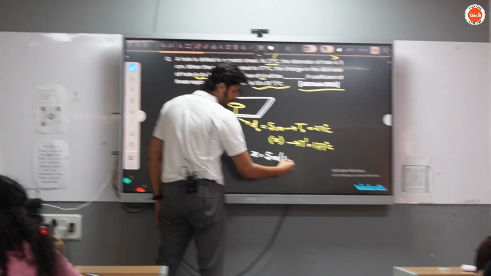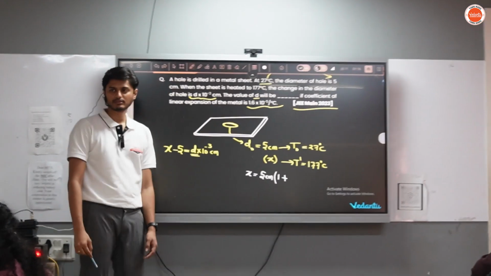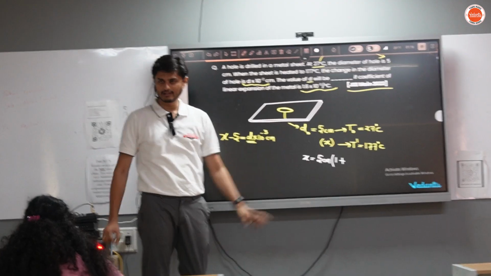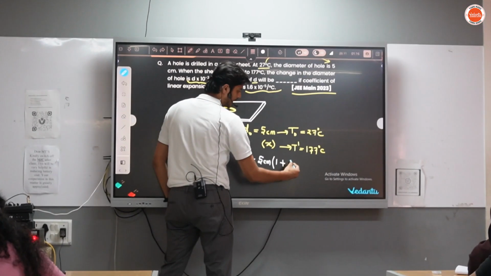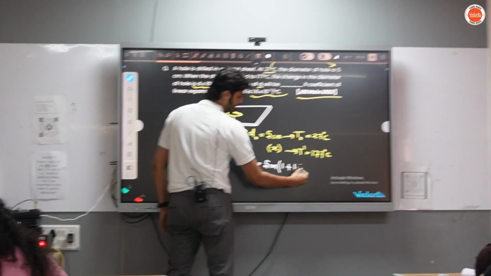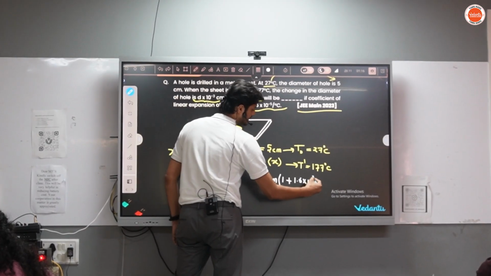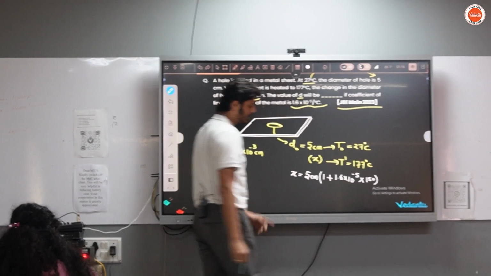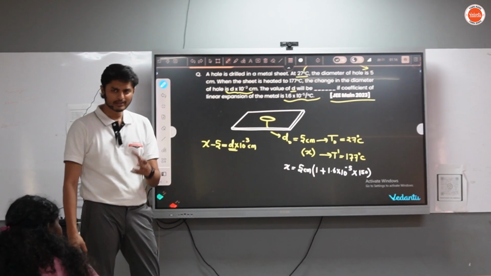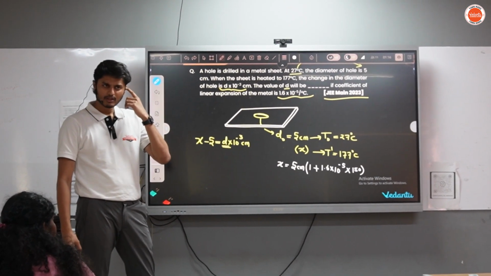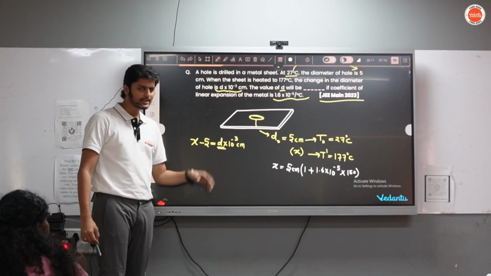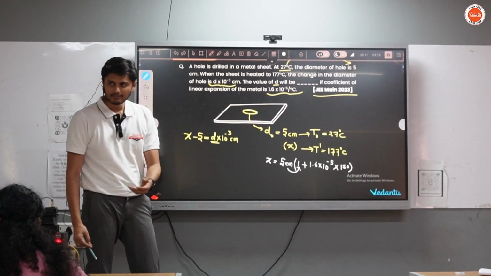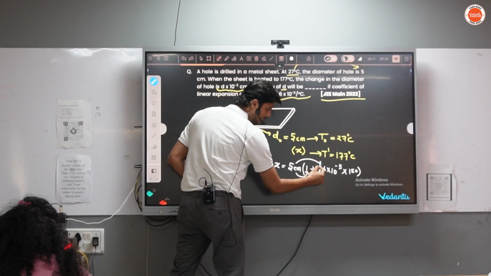5 centimeter into 1 plus what? 1 plus alpha delta t. The diameter changes linearly, they are not asking for area, they are asking for diameter. So alpha is 1.6 into 10 power minus 5, into delta t, which is 150. Note that value, or leave it. They are asking only x minus 5, so multiply everything by 5 and bring it here.